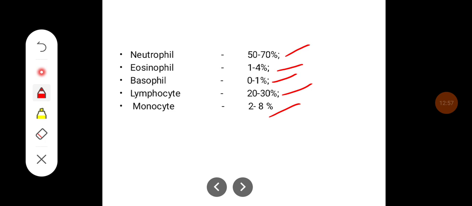So usually the differential leukocyte count is done to identify whether there is a neutrophilia or eosinophilia or basophilia or neutropenia. Okay, so usually neutrophilia is seen in acute bacterial infection, whereas eosinophilia is seen in parasitic infection or helminthic infection or allergic reaction. Basophils are usually seen in allergic reaction, whereas lymphocyte count and monocyte count are going to increase in chronic infections and chronic states of inflammation.